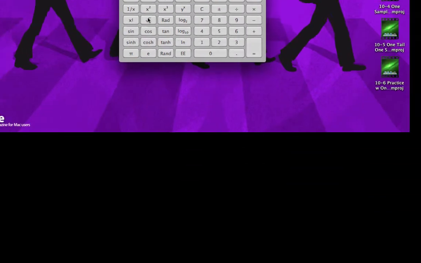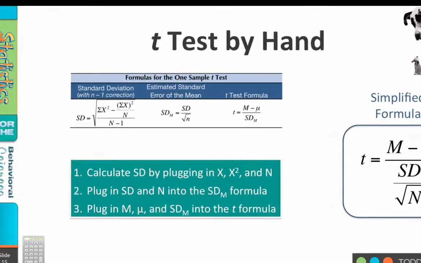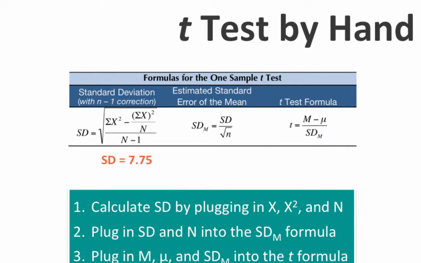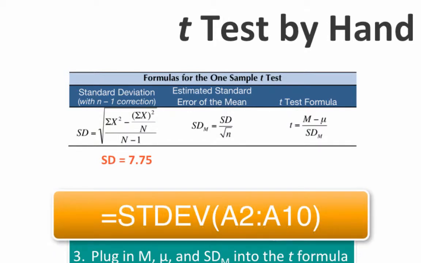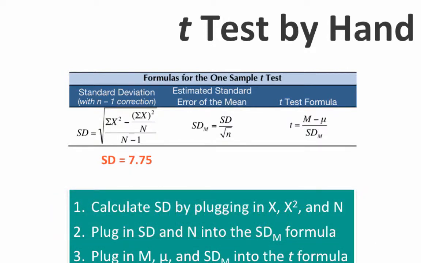7.75. So by plugging in the values that we calculated in Excel into our standard deviation formula, the one with the n minus 1 correction, we came up with a standard deviation value of 7.75. Now here's another hint. If you'd like to check the math, you can also go back to Excel and use this formula. It's equal sign STDEV, and then the range, A2 to A10, the range of our data. You'll also get 7.75.